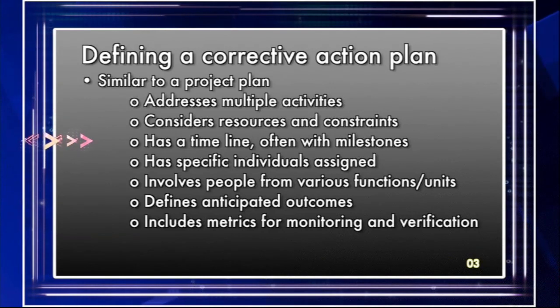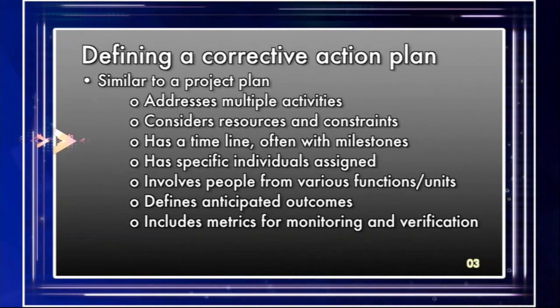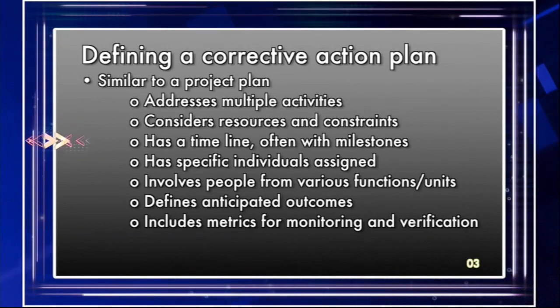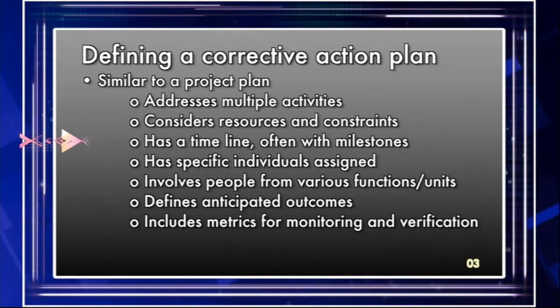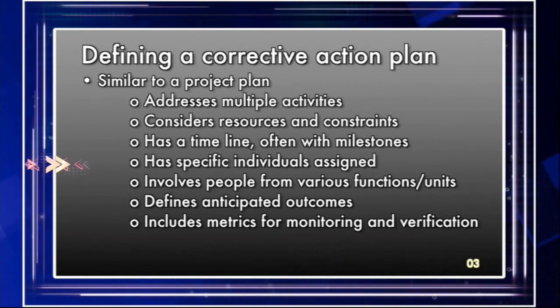You put together a timeline. Timelines should have milestones in them. That allows you to predict when a particular activity can occur based upon whether or not a previous activity that had been identified has been completed, which is something that a lot of people ignore when they're trying to put together a corrective action plan. You want to ensure that you have specific people involved and assigned to do the different activities in the plan.